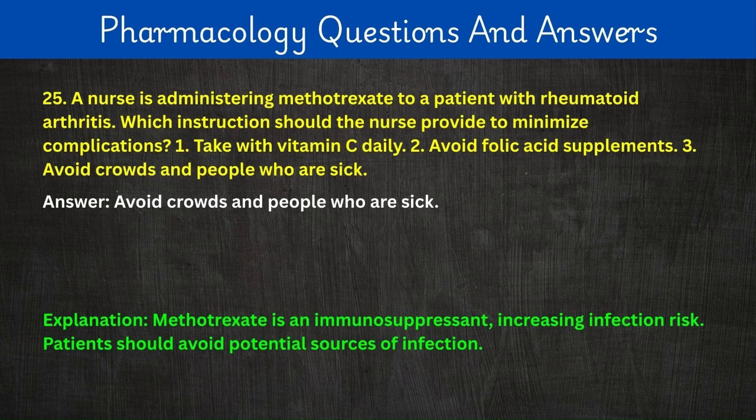25. A nurse is administering methotrexate to a patient with rheumatoid arthritis. Which instruction should the nurse provide to minimize complications? 1. Take with vitamin C daily. 2. Avoid folic acid supplements. 3. Avoid crowds and people who are sick. Answer: avoid crowds and people who are sick. Explanation: methotrexate is an immunosuppressant, increasing infection risk. Patients should avoid potential sources of infection.